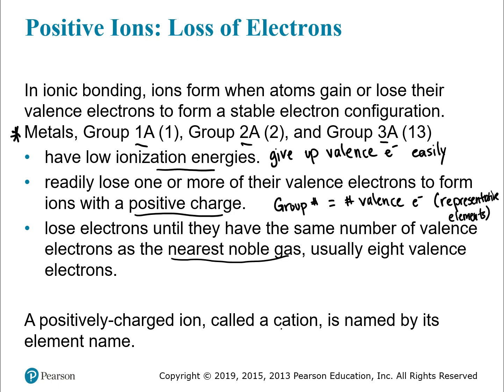The term for a positively charged ion is called a cation, and it's named by its element name. So let's take our compound NaCl. The sodium only has 1 valence electron. When it loses it, it's Na+. The name of that ion is the sodium ion.